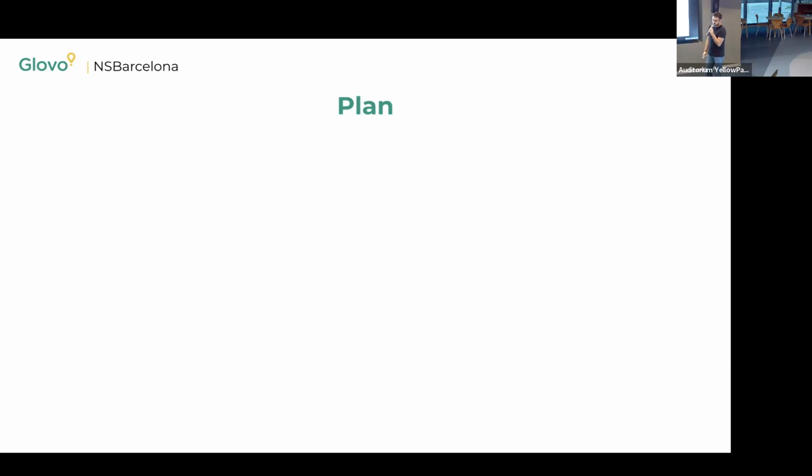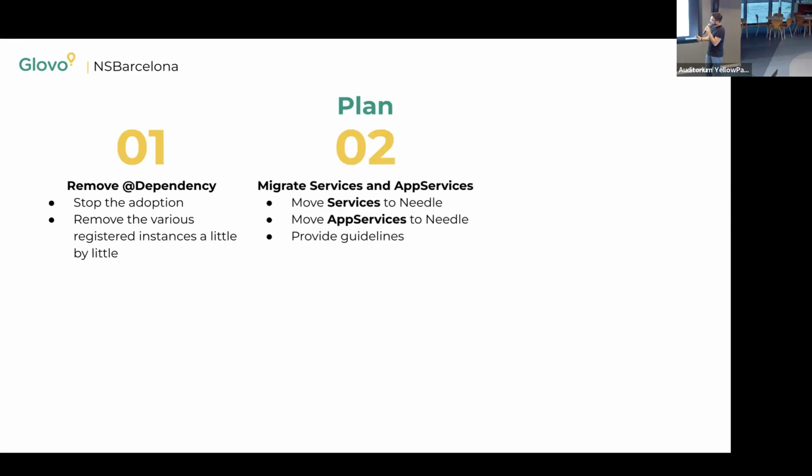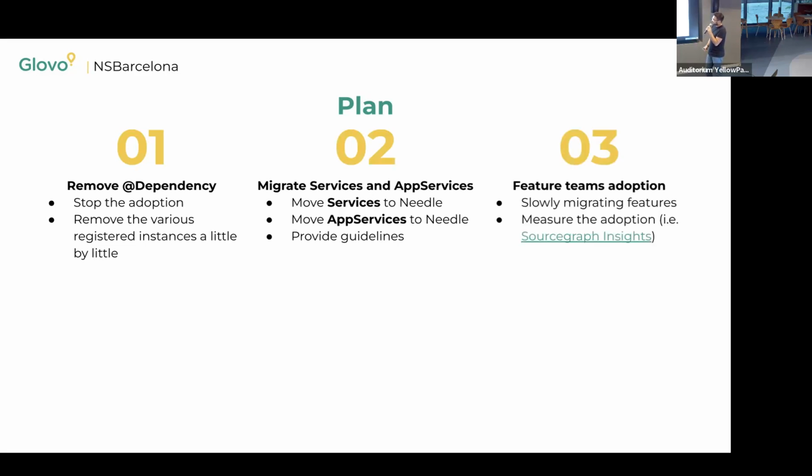But what's the plan to actually migrate to Needle? The plan, as soon as we chose to go with Needle after all the checks we did, was to stop adopting the dependency property wrapper. We had already started migrating, and we stopped right away as soon as we chose. Remove the already registered dependencies with the property wrapper. And then as a next step, migrate the services and the app services to Needle and provide the guidelines for everybody to have the know-how to do the same thing if they want to contribute. And the third step would be migrating the features and helping the feature teams migrate them, slowly and iteratively, and measure this adoption. And we use Sourcegraph to do so.